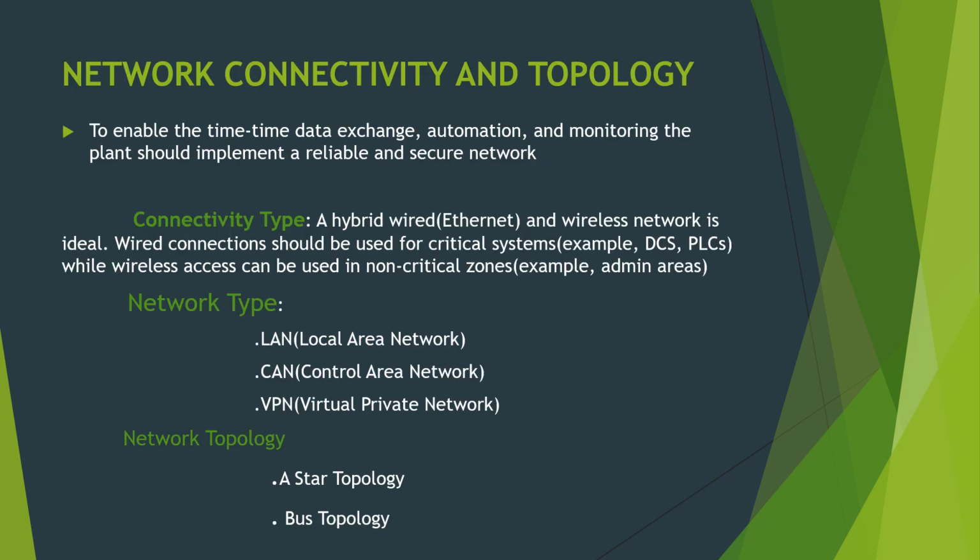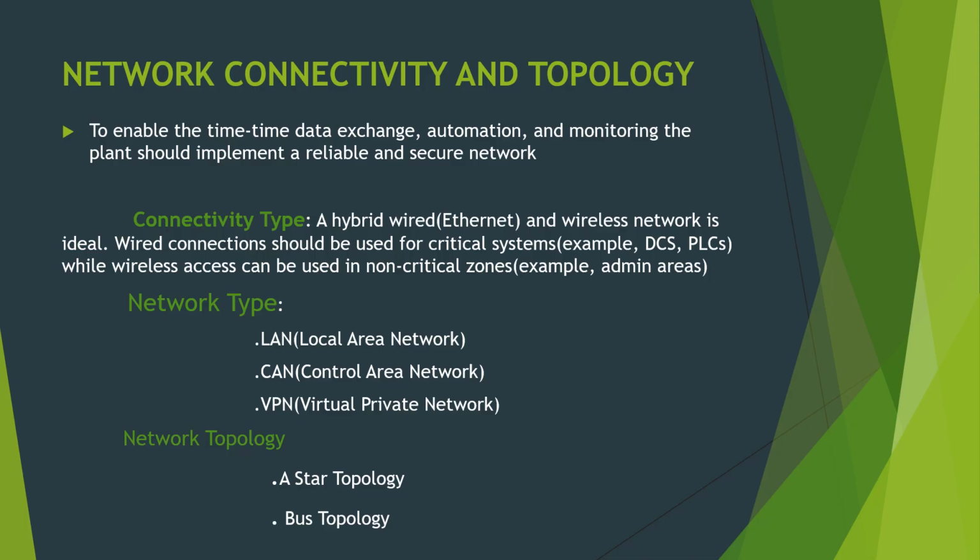So let's quickly look at the network connectivity and topology of the plant. So to support the real-time data exchange, automation, and monitoring, the plant should deploy a robust and secure network infrastructure. So let's look at the network connectivity type. So a hybrid wired, that's Ethernet, and wireless network is ideal. That is, wired connection should be used for critical systems, while wireless access can be used in non-critical zones.